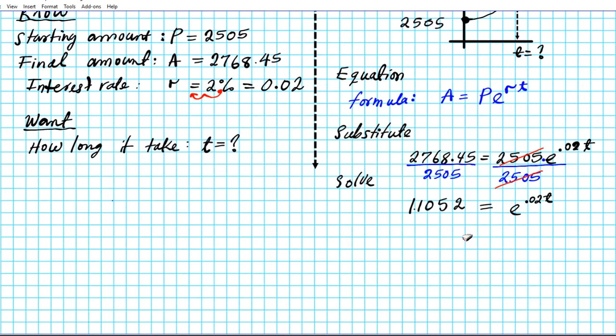We're going to use the logarithmic function. Since we're dealing with a natural base, we're going to be using the natural logarithmic function. So we're going to write down, we're going to take the natural log of both sides. So the natural log of 1.1052 equals the natural log of e to the 0.02t.